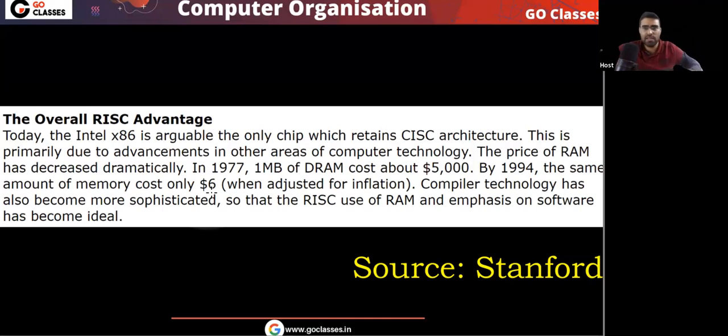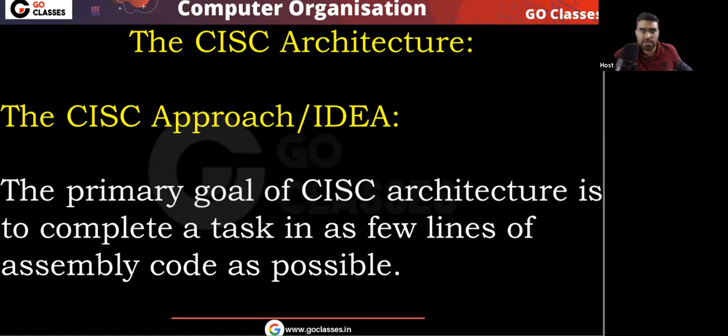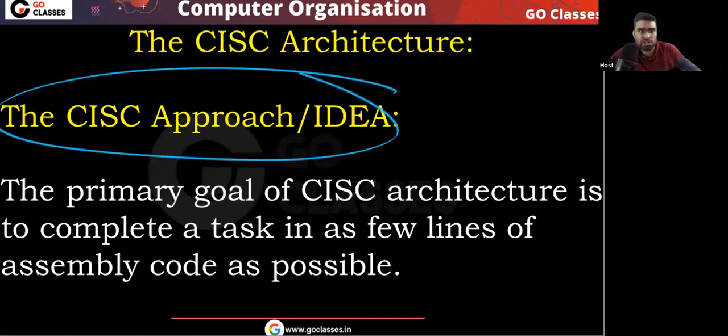Agree with me? Now you can see after some time, in 1994, main memory was costing only $6. So you can see the cost of main memory is decreasing. That is the reason nowadays we use RISC computers. Okay, is this clear? Did you understand all these points? Let me know. So what is the RISC approach? What is the CISC approach?